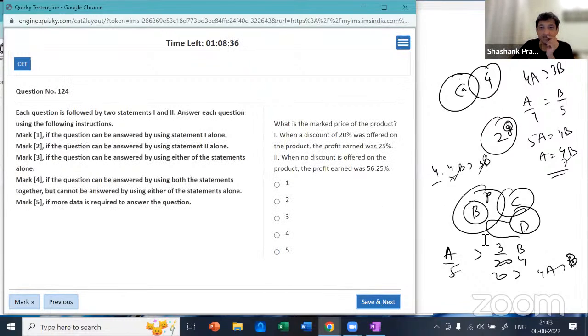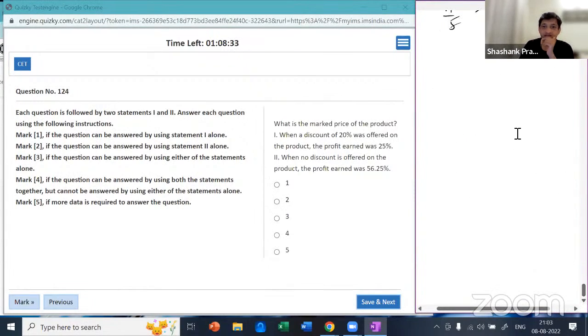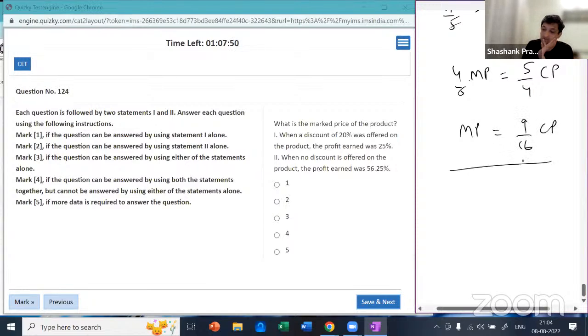Discount of 20% was offered, 25% profit. Okay. When discount of 20% was offered, so 4 by 5 into mark price was equal to, profit earned was 25%, so 5 by 4 of CP. Mark price kitna pucha hai? We don't know, no? What is the mark price? When no discount is offered, so when mark price is the selling price, profit earned is 56.25. 56.25 क्या होता है? I know this. 16 का कुछ तो होगा. 62.5 is 5 by 8. 5 by 8, 4 by 8, something between 4.5 by 8. So it will be 9 by 16. Okay. So MP is 9 by 16 CP and here MP is 25 by 16 CP.